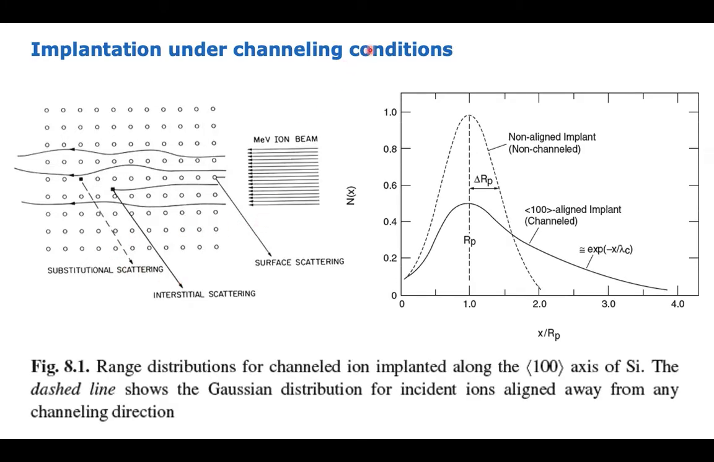So what you see in the case of ion implantation and the channeling condition is that your distribution of the ions changes. In non-aligned implantation, so it's not channeled, you have a much sharper distribution. But in the case of aligned channeling, your Rp actually has a tail like this, so you have a different Rp, and the width of the distribution is different.